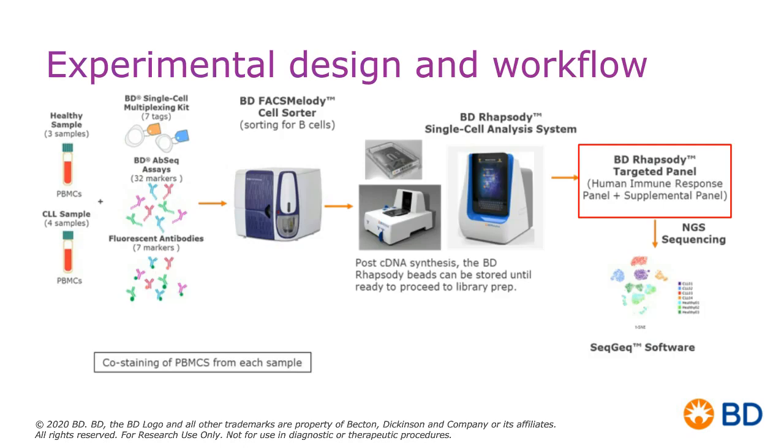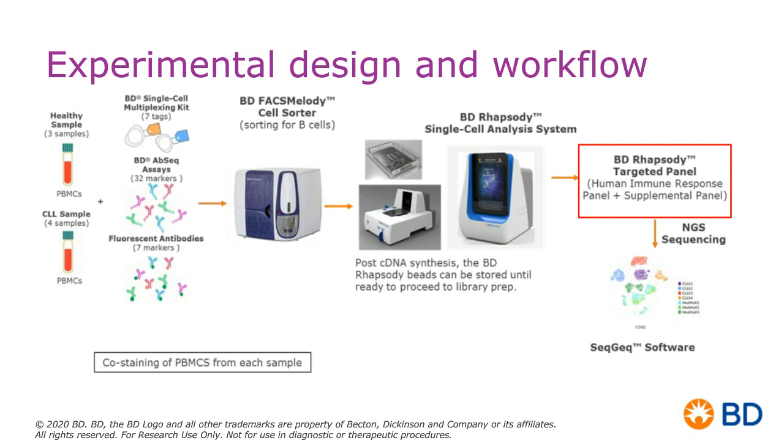As I mentioned, we've taken our 3 healthy samples and our 4 CLL samples. They've received their own unique sample multiplexing tag, which allows me to separate them on the bioinformatics side. They've all been labeled with our 32 antibodies and our fluorescent antibodies. The CD19 positive cells have been sorted and loaded onto the Rhapsody cartridge such that single cells have fallen into single wells. We've then captured the corresponding mRNA and protein information. Before we did our lysis and capture of the beads, we QC'd that process using the BD Rhapsody system.